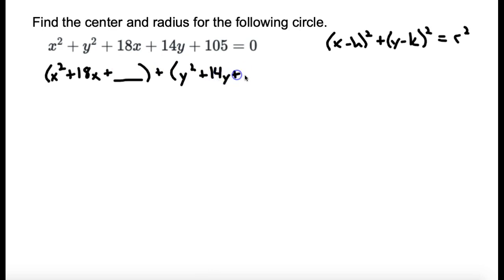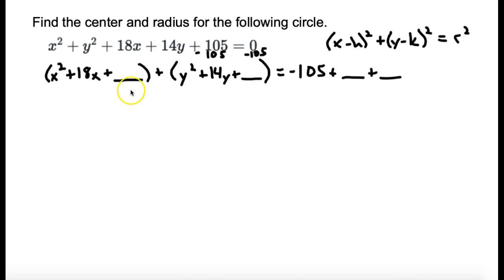And I know I'm going to have to complete the square here as well, so I'm going to leave a blank here. And then I'm going to subtract this 105 over to the right side. So I'm minus 105, minus 105, so I'm going to have equals negative 105. And now, since I'm going to be adding two things to the left side of the equation, I'm going to have to do the same thing to the right side. So I'm going to put two blanks over here.